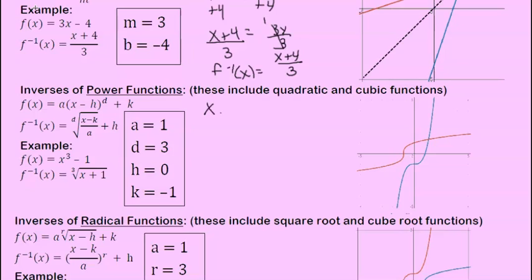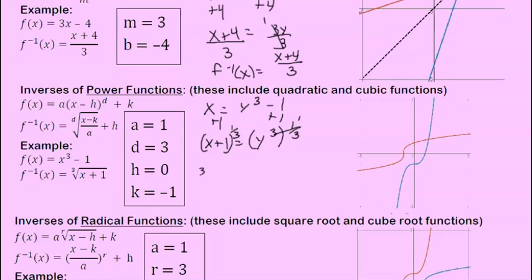So we're going to switch the x and y, and we'll call f of x y instead, so we don't have to write that whole thing each time. Add 1 to each side. X plus 1 equals y cubed. To get rid of a cube, we'll exponentiate each side by 1/3.